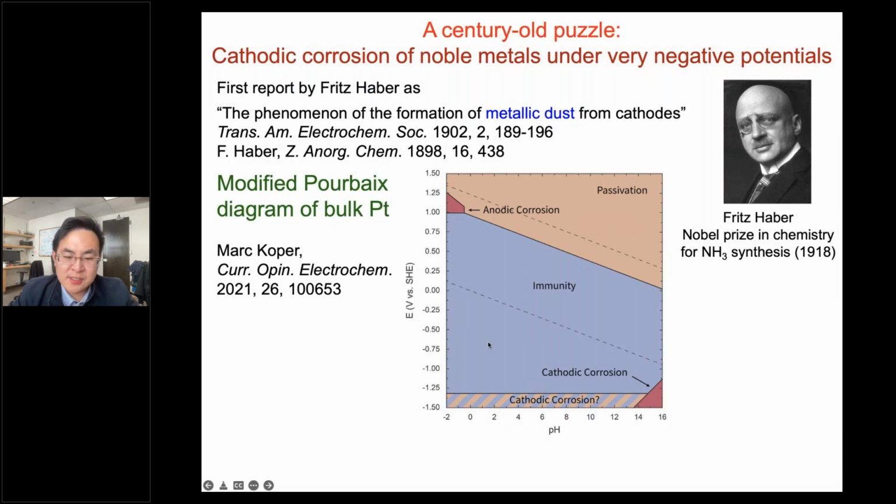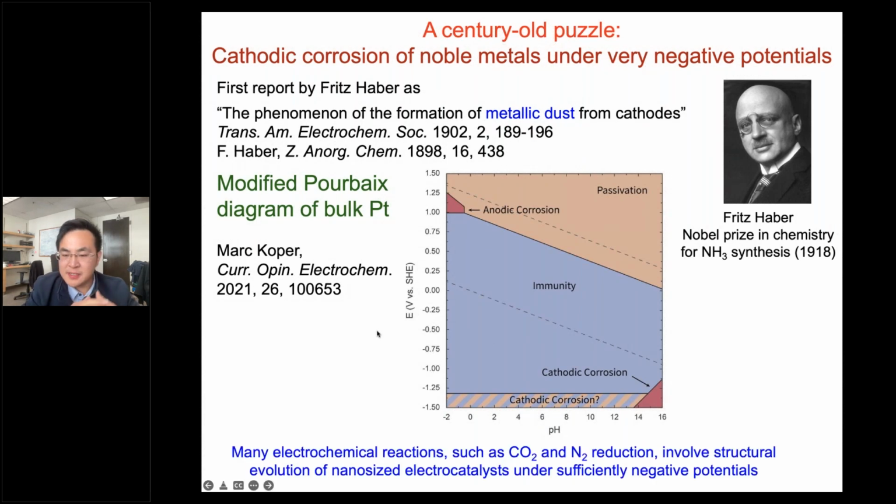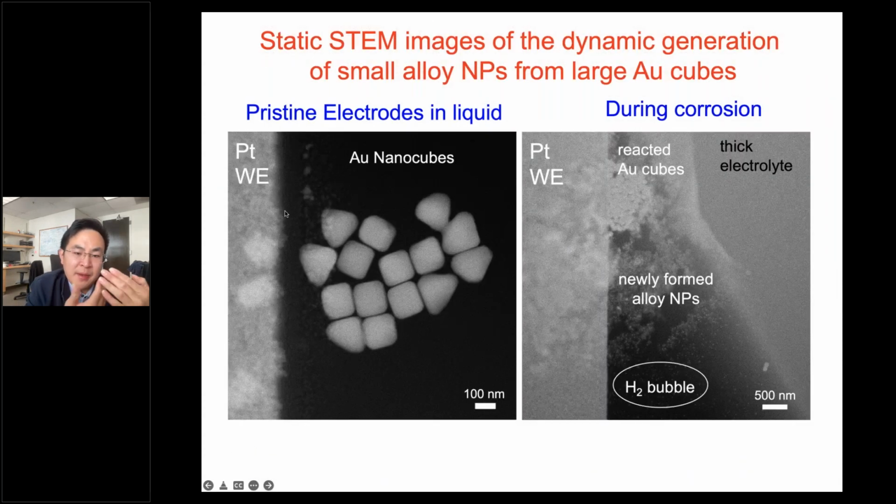This is not just a bizarre reaction to think about. Nowadays, many electrochemical reactions, in particular CO2 and nitrogen reduction, do involve structure evolution of nanocatalysts under sufficiently negative potential, which can easily go below minus 1 volt versus SHE. So my study can show you what is happening.